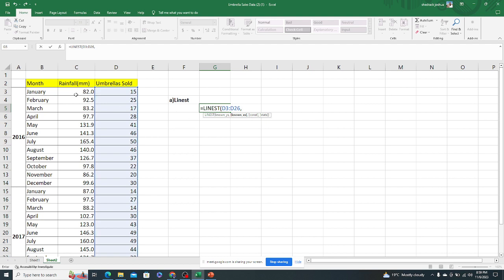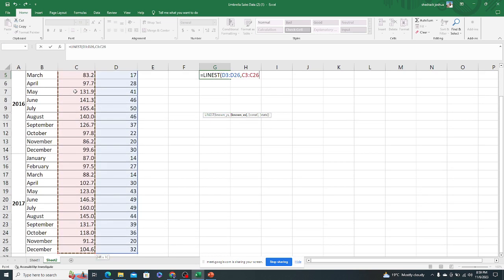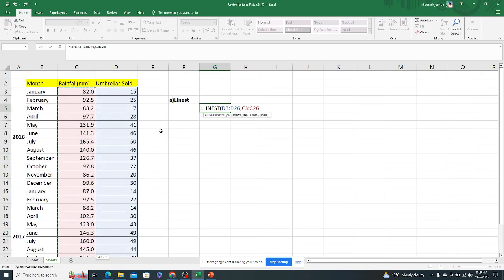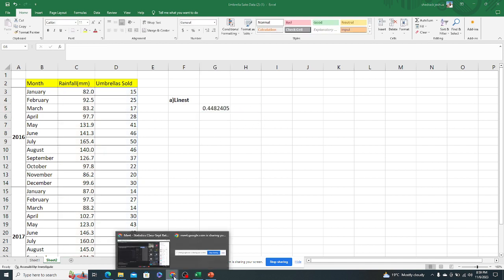Then after that, you have to highlight the known x's, which is the rainfall amount. And then you close your bracket and then enter.